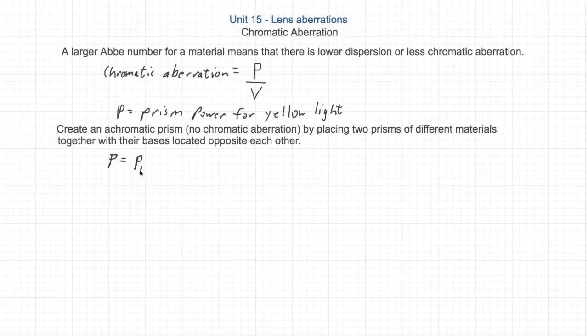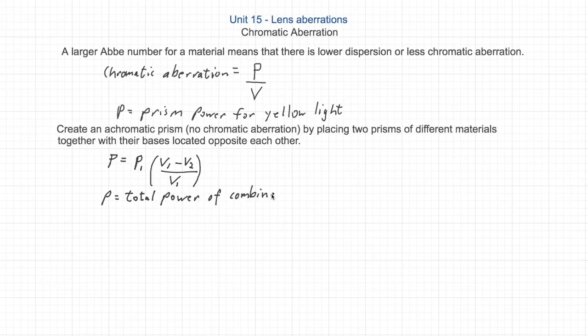Now, we can create an achromatic prism. Achromatic means that there's no chromatic aberration. And we do that by placing two prisms of different materials, and therefore different Abbe numbers, where their bases are located opposite each other. The formula for calculating those prism powers is P, which is the total power of the combined prism, equals P1, which is the power of the first prism, yellow light, times, in parentheses, V1 minus V2 over V1, where V1 is the Abbe number of the first prism, and V2 is the Abbe number of the second prism.